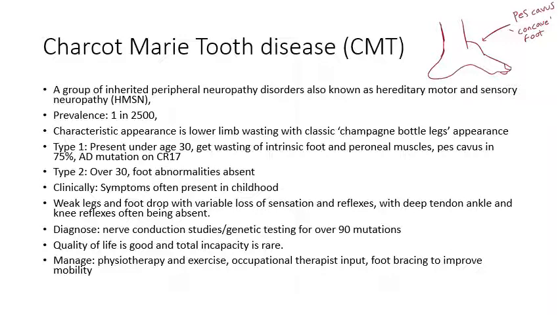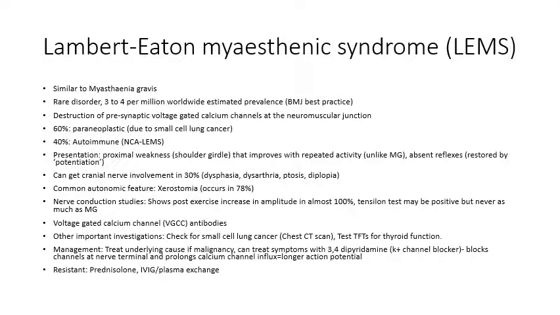So to summarize CMT, you'd be looking at a presentation in childhood, lower limb wasting with inverted champagne bottle legs, and pes cavus, or a concave foot. To manage it, you just do physiotherapy and exercise to help improve muscle strengthening. You'd do some occupational therapist input, and you could consider bracing the foot to improve the structure and overall mobility.